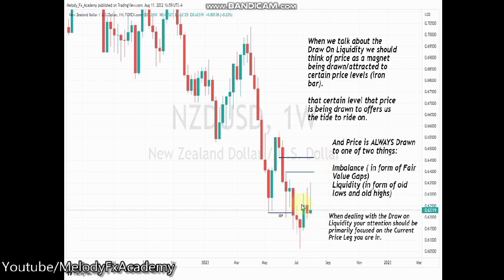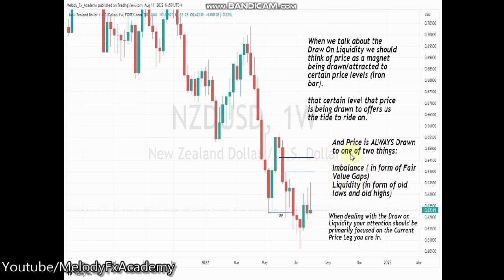So if price is being drawn upwards, as you can see in this example, what is price being drawn to? Using the previous example of an iron and a magnet, what is that iron bar that is attracting price as a magnet, from where we are currently in this week? This was last 2 weeks, this was the last 2 weeks before this week, and next week is probably coming up.